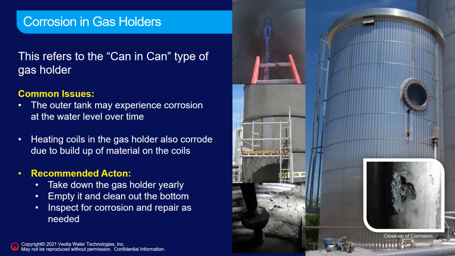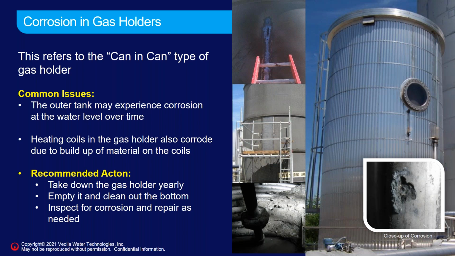So here's a gas holder. This is a can style gas holder. There's two tanks, one inside the other, with a ballast system that's floating in the water that has biogas in it. So this is a buffer tank for the gas to help control the gas flow and keep a constant pressure, back pressure on the biogas system.